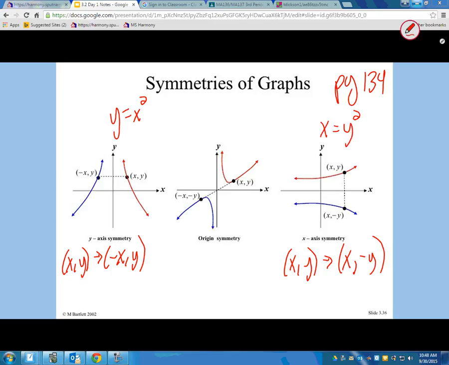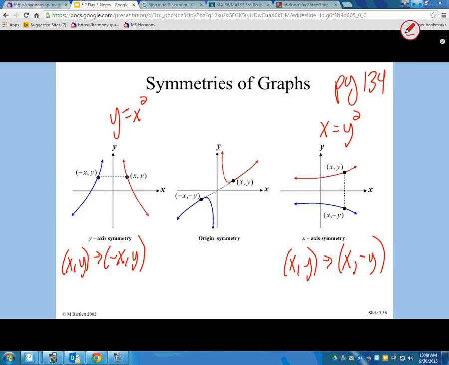Because if y is squared, then both y and negative y give you the same x value. So that's an example of x-axis symmetry. If something is symmetric with the x-axis, it's not a function, right? It's going to fail the vertical line test. So we don't see a lot of that in Algebra 2 because we like functions.